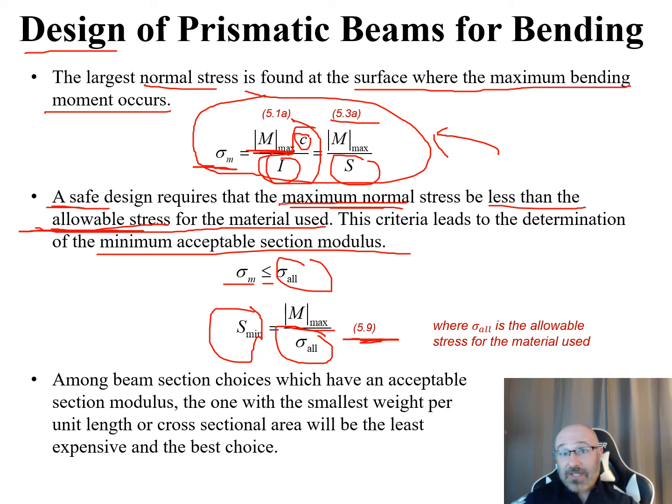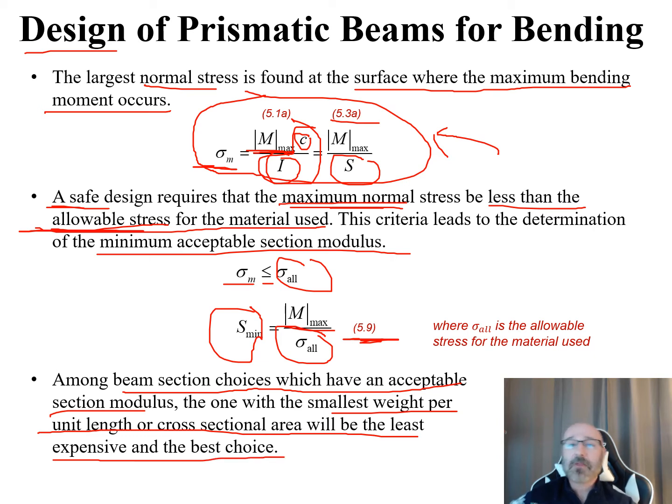So again, back to the design criteria process, things to consider, and this is just a small fraction of them. As you get into future courses, we'll go further and further with this. Among the beam selection choices which do have an acceptable section modulus, the one with the smallest weight per unit length or cross-sectional area will typically be the least expensive, if it's the same material, and be the best choice. Again, I don't want to lead you in the false direction here. It's not just the weight and cost that are important.